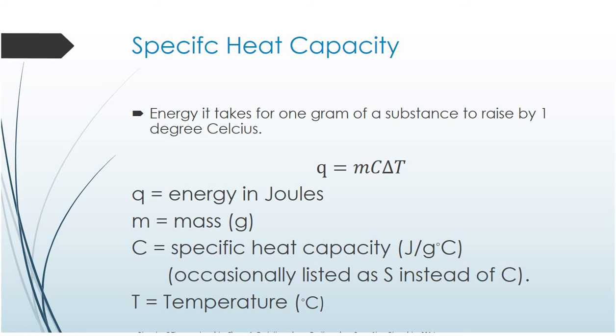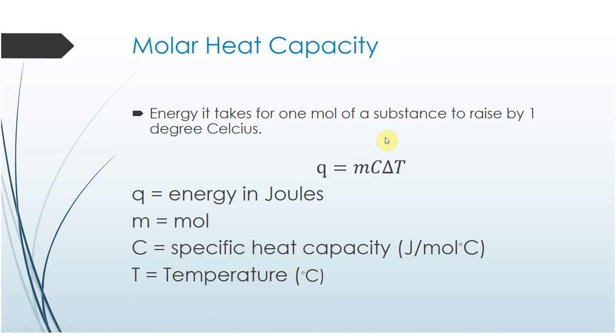Okay, so when we talk about specific heat capacity or heat capacity in general, heat capacity is just the amount of energy per degree Celsius. Specific heat capacity talks about the energy it takes to take 1 gram of a substance and raise it by 1 degree Celsius. Now, as we look at the last equation here, the heat energy is equal to the mass in grams times the specific heat capacity times the change in temperature. And this is going to be final temperature minus initial temperature, okay?